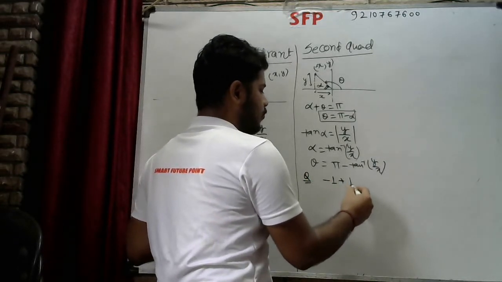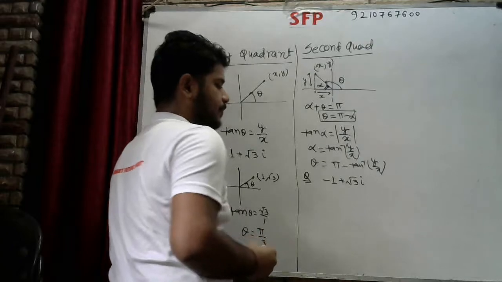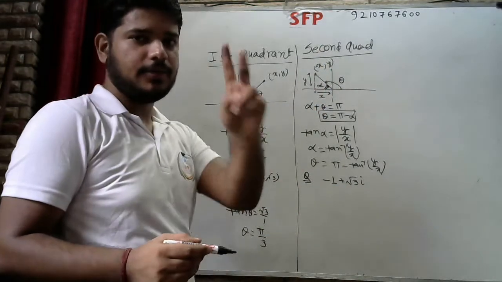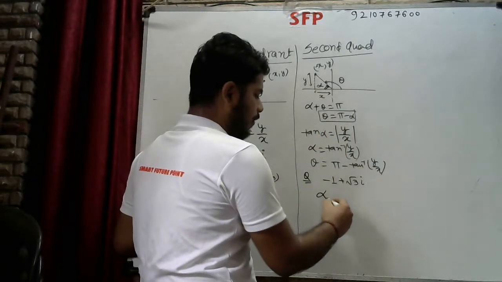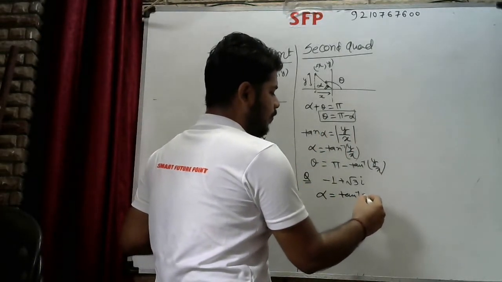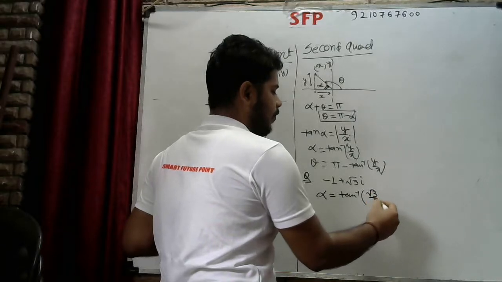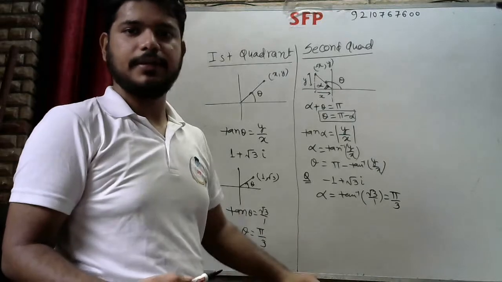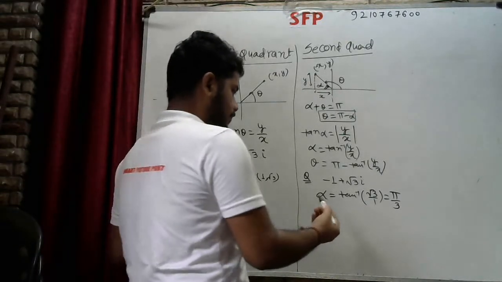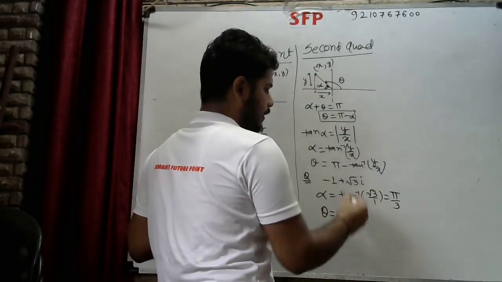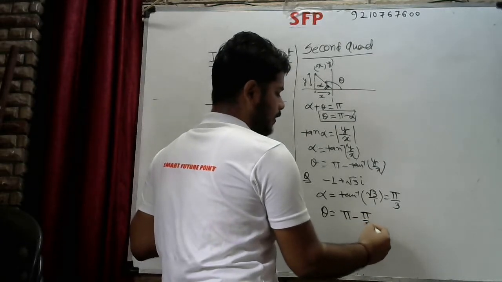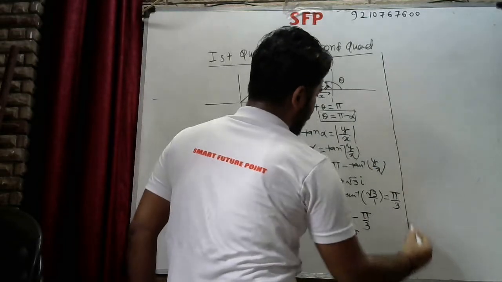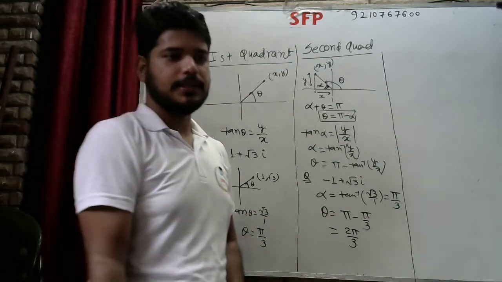The question is minus 1 plus root 3 iota. In which quadrant is it? x is negative, y is positive. Second quadrant. In the second quadrant, how can we find alpha? Alpha will be nothing but tan inverse of the modulus of this, root 3 by 1. It is nothing but pi by 3. Now, what will be theta? Theta is nothing but pi minus pi by 3. Hence, its argument will be 2 pi by 3. I hope you got this.